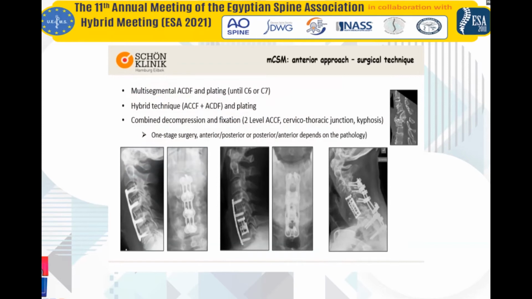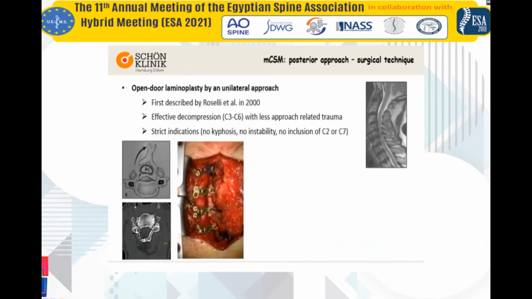In seldom cases with a severe kyphosis or an extension of the pathology to the cervical thoracic region, it might be necessary to combine an anterior corpectomy, in this case of 3 levels, with a long posterior instrumentation.